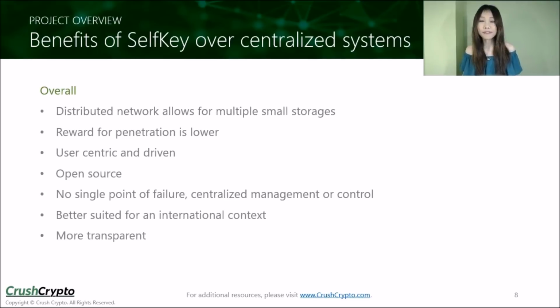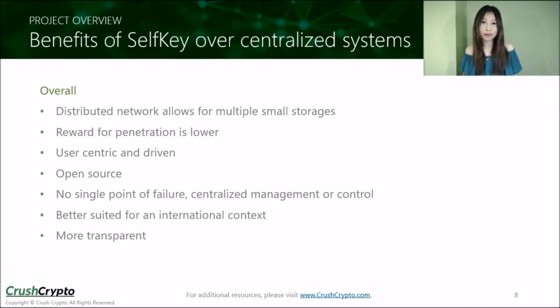One of the key benefits of having a decentralized identity system in general is security, as there is no single point of failure. The distributed network allows for multiple small storages with no centralized management or control. The system is also more transparent, is user-centric and driven, and according to the SelfKey team, is also better suited for an international context.